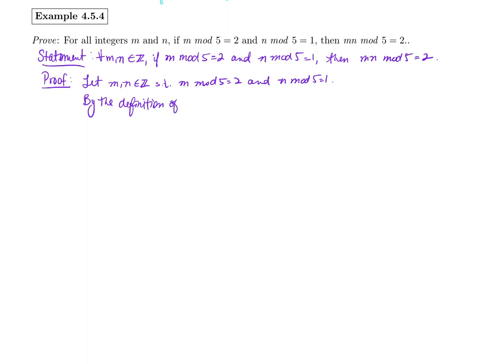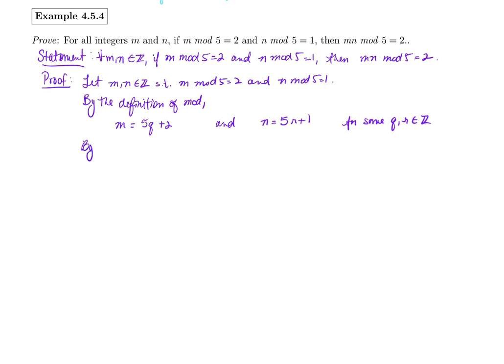So by the definition of mod, we know if m mod 5 equals 2, then m equals 5q plus 2. And if n mod 5 equals 1, we know that n is 5r plus 1. We can't use q again. And we have to define what q and r are. So this is for some q and r that are integers. And now we've used all of our definitions, so we move into showing that mn mod 5 must equal 2 if this is how we define m and n.